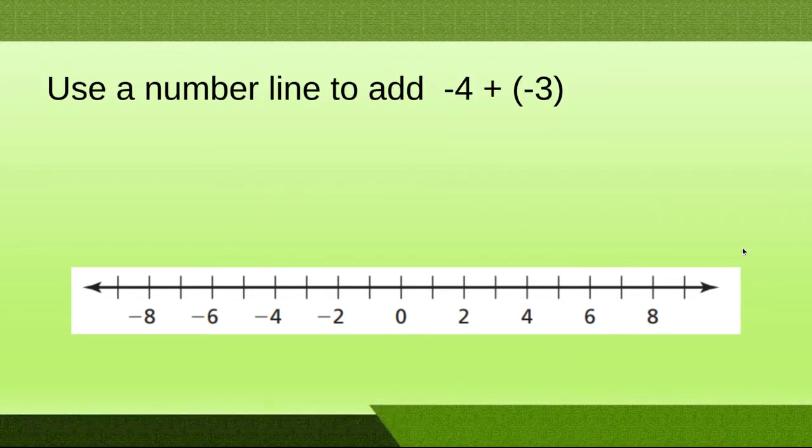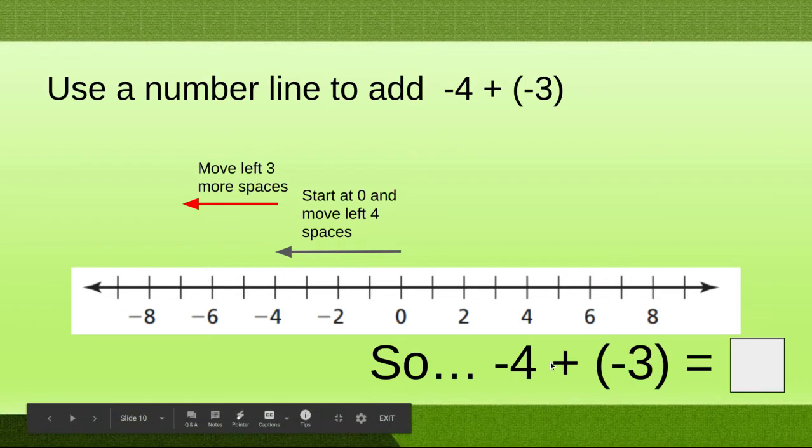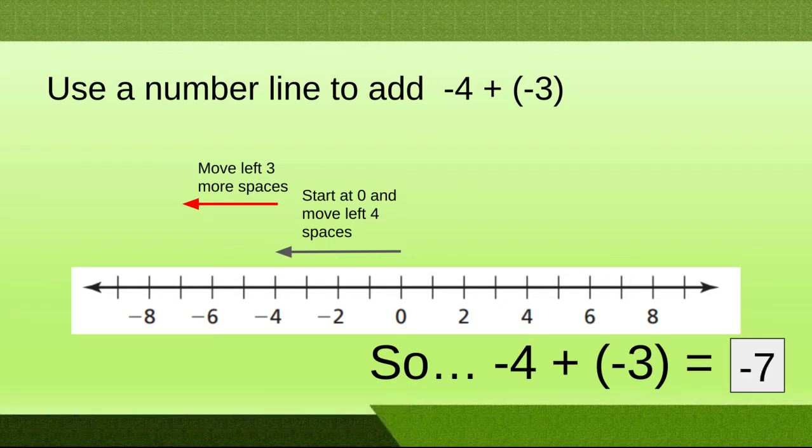Okay, let's try another one. We're going to use this number line to add negative 4 plus negative 3. So we start at 0 and we move left 4 spaces because it's negative. And then we're going to add to it, which means we're going to come to the right because add means increase. But because it's negative, we turn around and we go 3 more spaces to the left. And where we end is our answer. So we end at negative 7. So negative 4 plus negative 3 is negative 7.